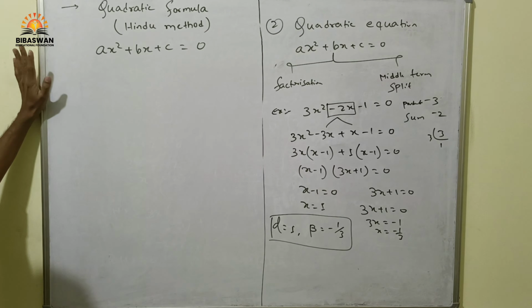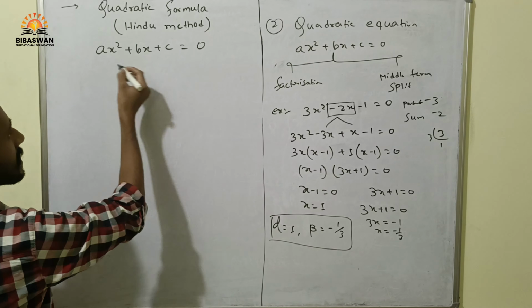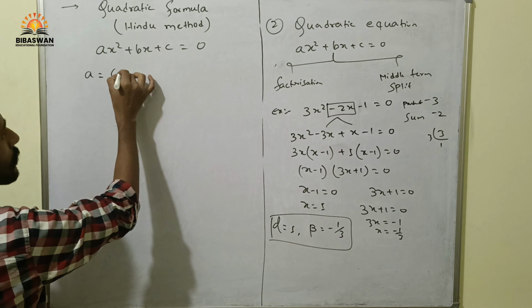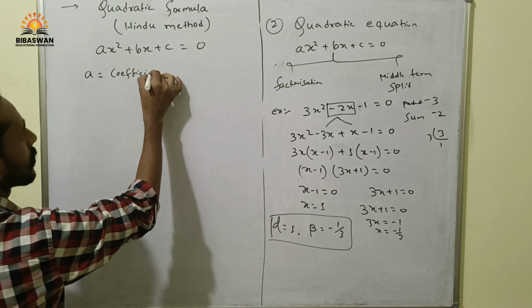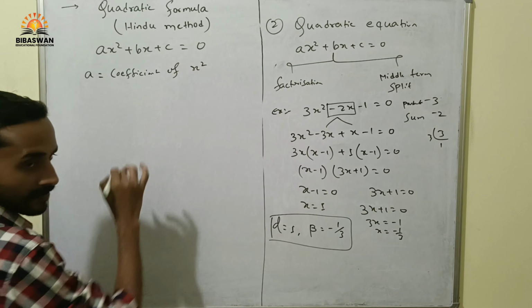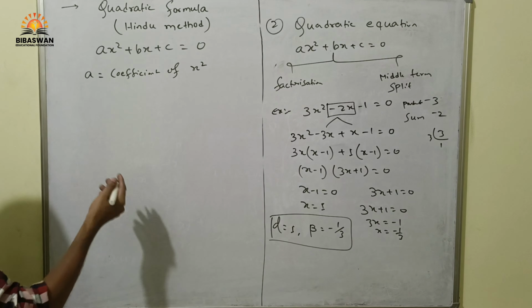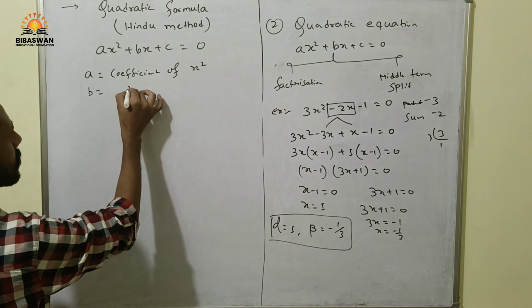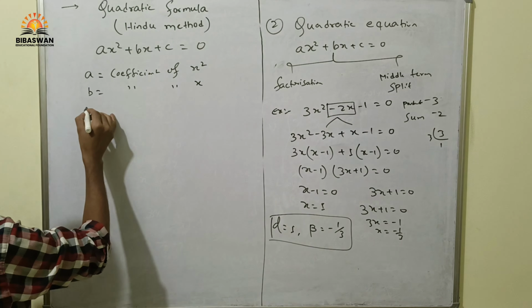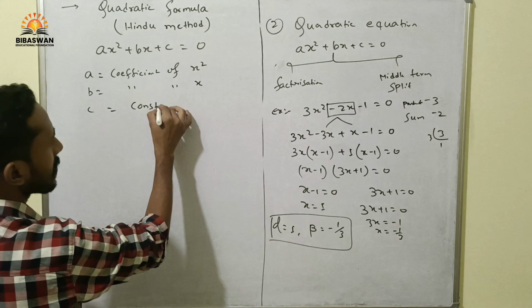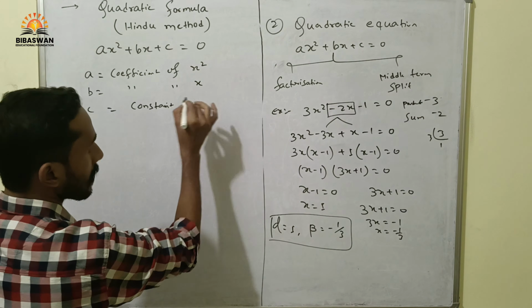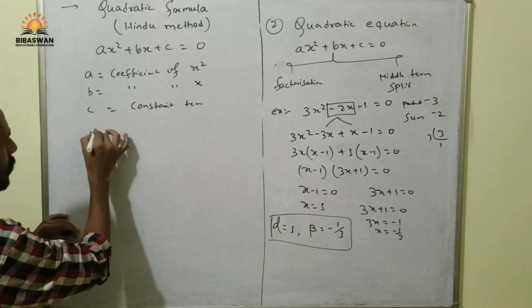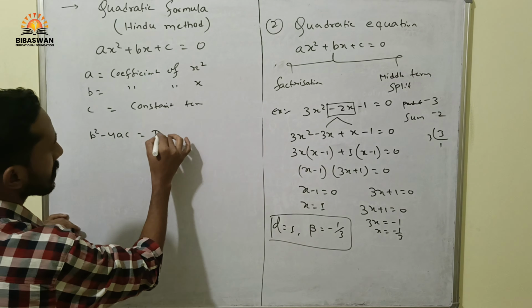In this formula, we have to understand that here there are A, B, C. What is A? A means coefficient of x square. Understood? Coefficient simply means the number multiplied with it. What is B? Coefficient of x. C is the constant term. Now b square minus 4ac is known as discriminant.